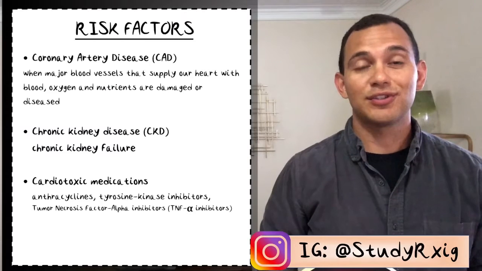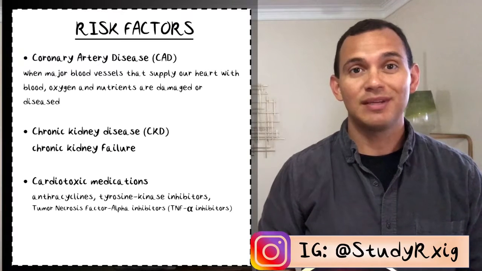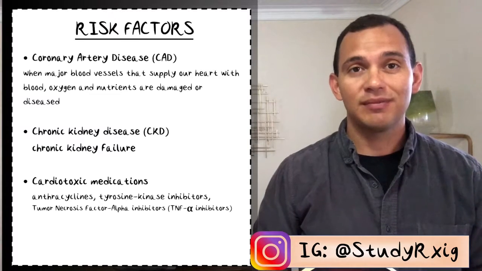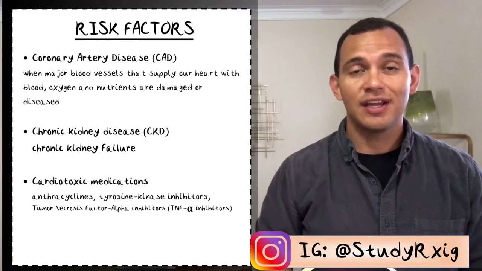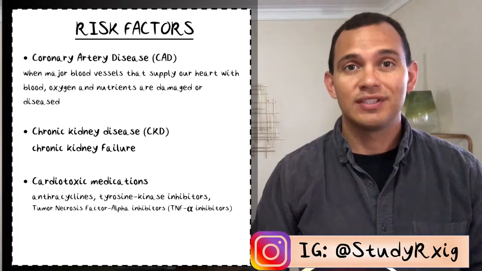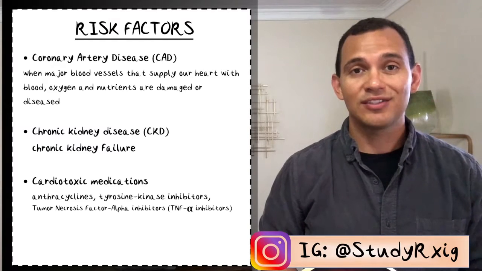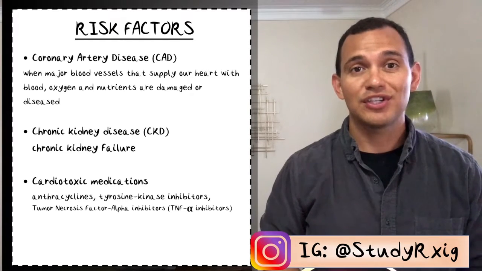The next risk factor is going to be practically the same, but I do want to mention a few differences that I've added. One is coronary artery disease. This is when major blood vessels that supply our heart with blood, oxygen, and nutrients are damaged or diseased. Then there's chronic kidney disease, which is also called chronic kidney failure. This is termed when a patient is gradually losing function in their kidneys.